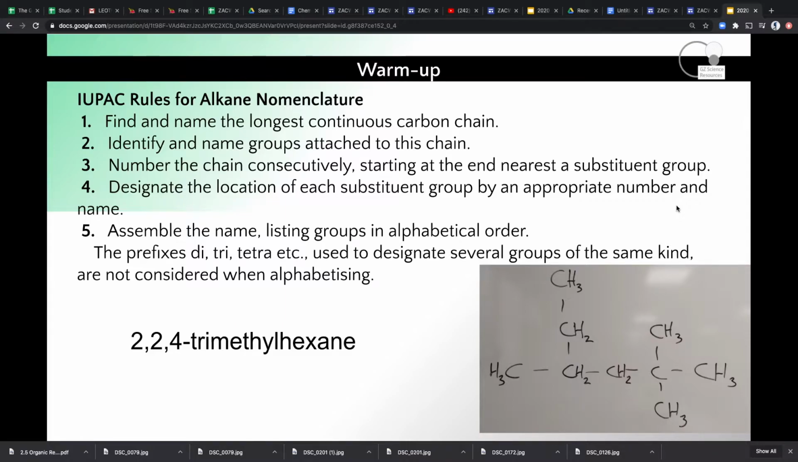Some people getting it. Where did tri come from? Because there are 3 of them. Because there's 3 methyls. Just like how we would have used dimethyl if there were 2, we use the prefix tri when there's 3 to indicate that there are 3 of them.